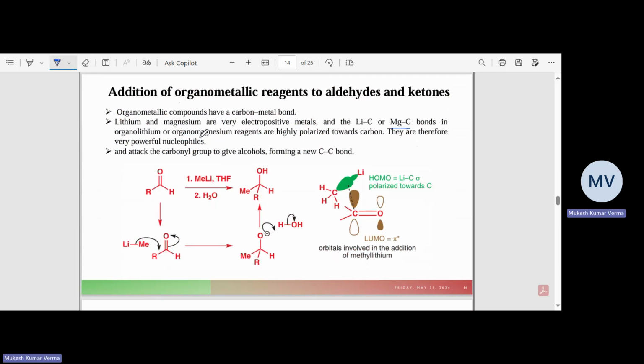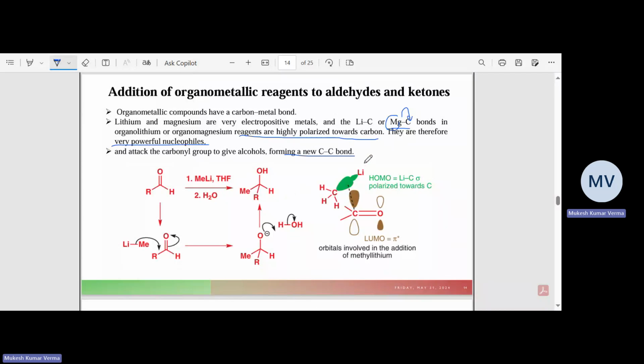The bond in the organolithium and organomagnesium reagents is highly polarized due to the electronegativity difference. The electronegativity of carbon is greater, and the metals are electropositive. Electropositive magnesium and other metals donate their electrons toward carbon, which makes the carbon atom more electron rich and able to act as a nucleophile. They are powerful nucleophiles because of the polarizability of the bond, and they attack the carbonyl groups to form alcohols and a new carbon-carbon bond.